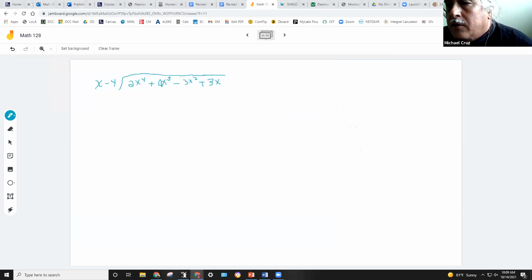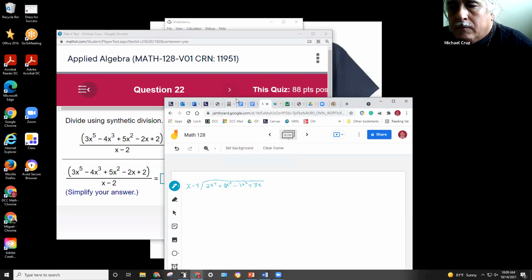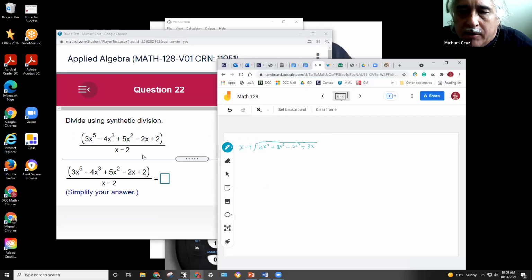All right, so it's an x minus 2. That means we use a 2 there, because you use the opposite sign essentially of the x minus number. If it's x plus 2, then we'd have to use minus 2 there. But anyway, then here we just put the coefficients. And you've got to put a 0 if something's missing. See, it's missing on the 4.